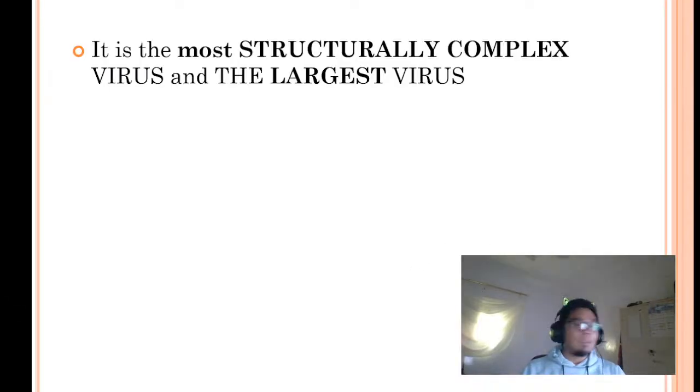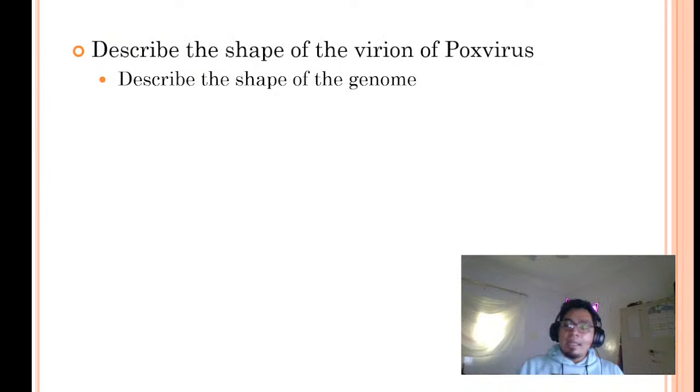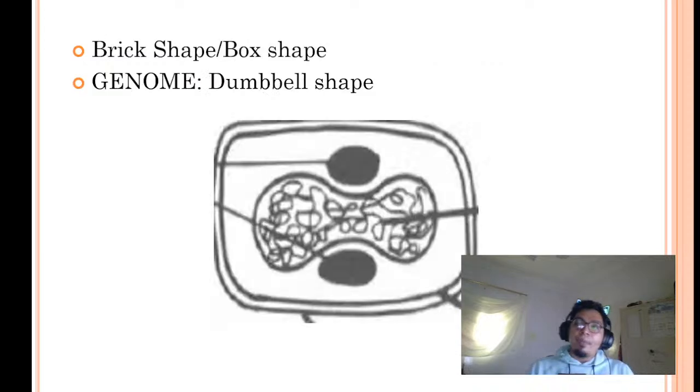Next. Structurally complex. Now let's move on to describe the shape of a pox virus and its genome. It's box shaped or brick shaped. All right, so the genome is like this. The genome is dumbbell shaped.